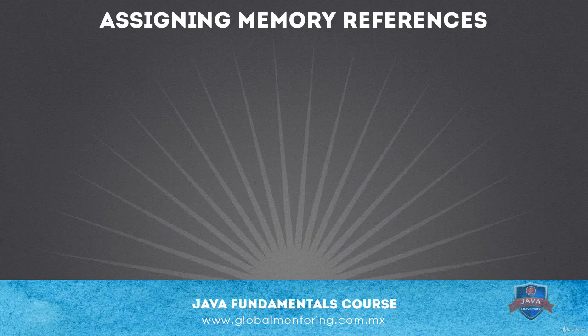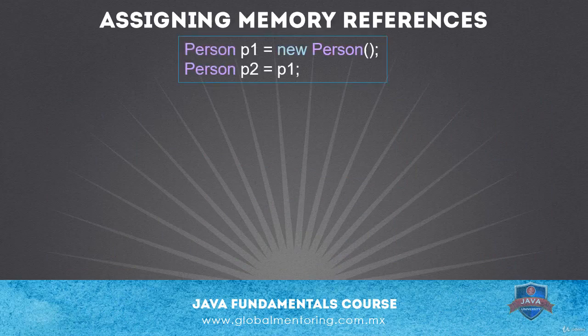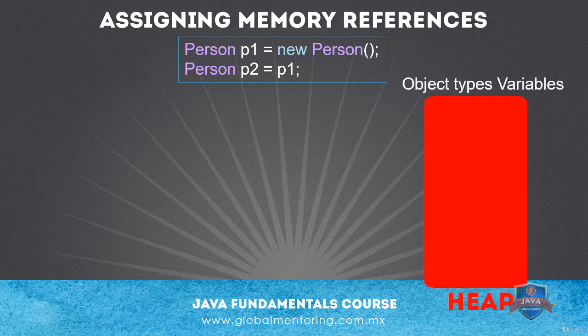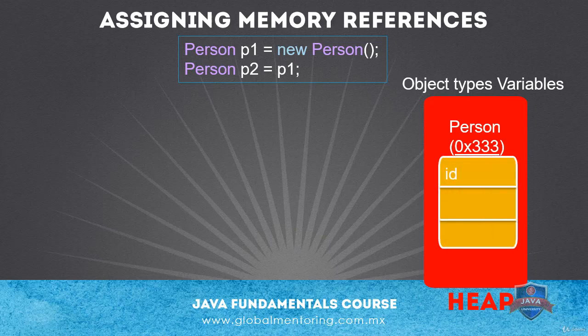Assigning memory references. In the code, we are creating one object but two variables, and both of the variables are pointing to the same object. And we can see in the figure, we are creating one object, and we have the reference 0x333. We have the attributes of that object, all stored in the heap memory.